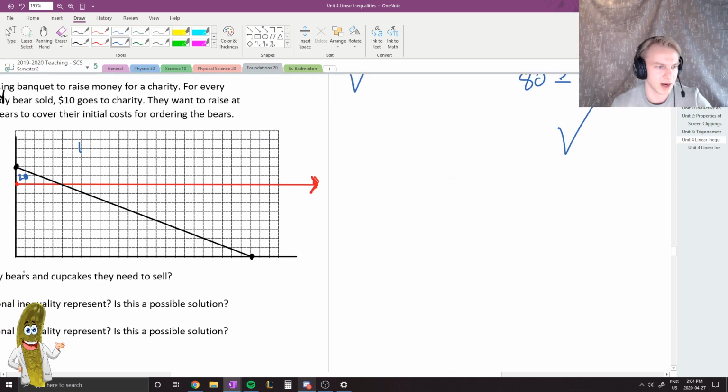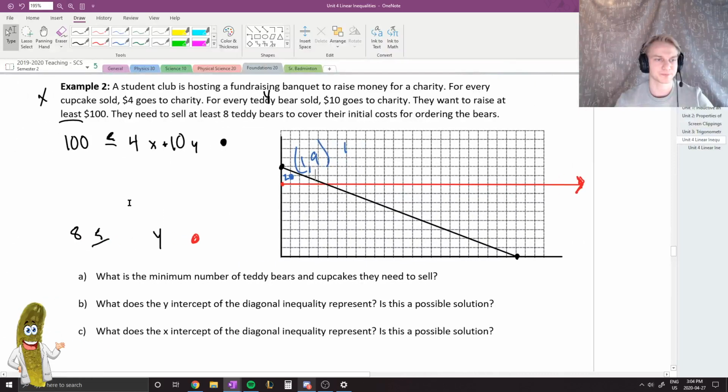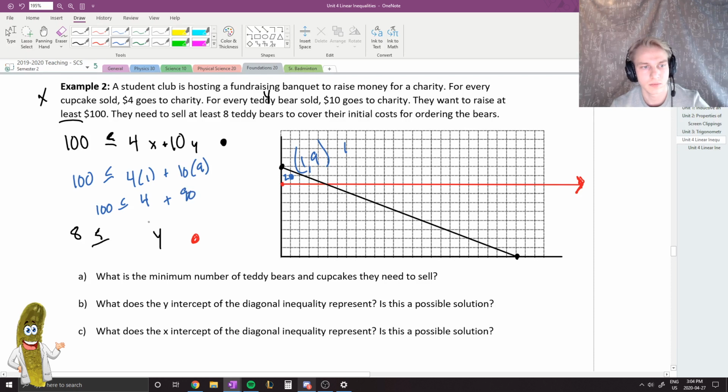I'm going to choose that test point there, and that is an x value of 1, y value of 9. My bad. So x value of 1, y value of 9, so that's that point there. And we're going to test it in that top equation there. So we want to see if 100 is in fact less than or equal to 4 times 1 plus 10 times 9. And we find out that in fact 100 is not less than 94. So we know that quadrant number 2 doesn't work.